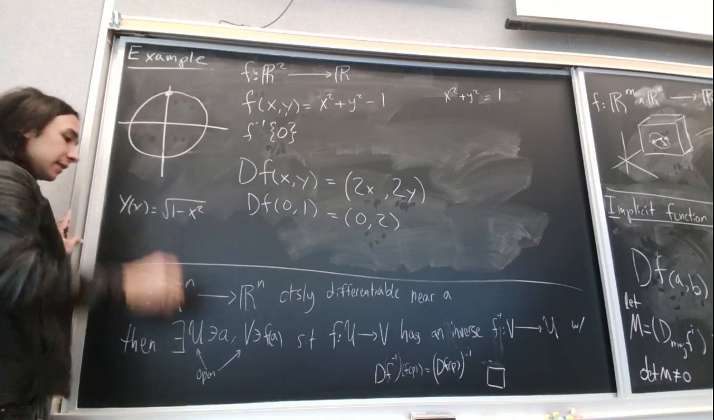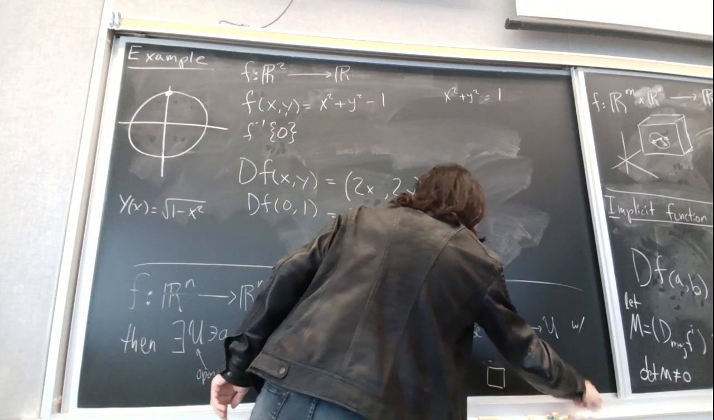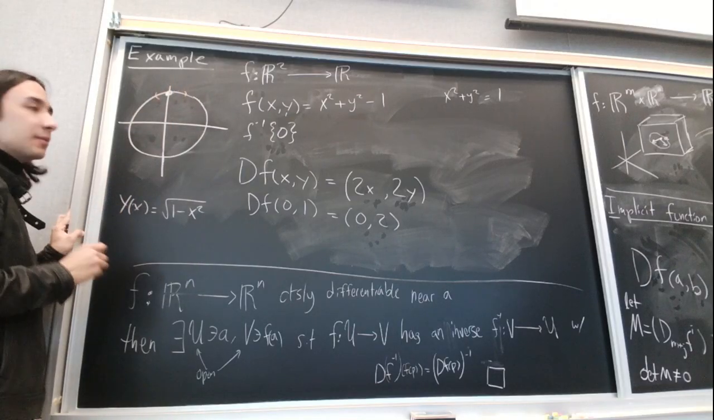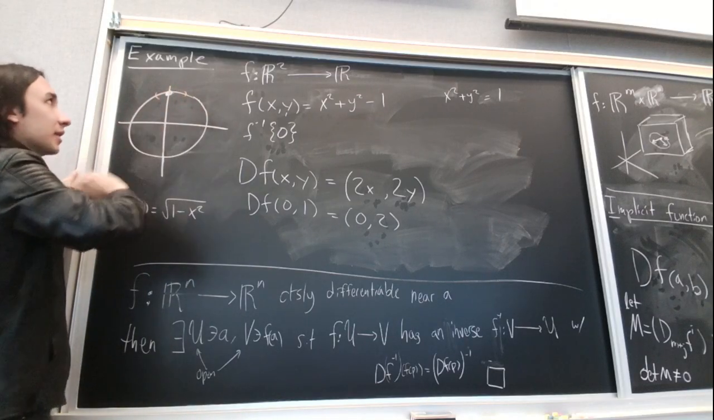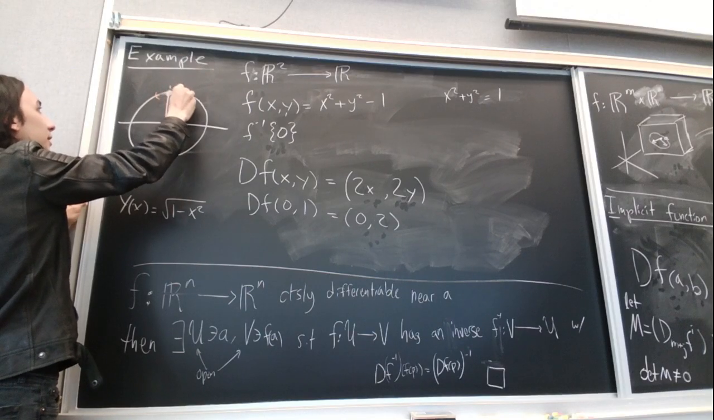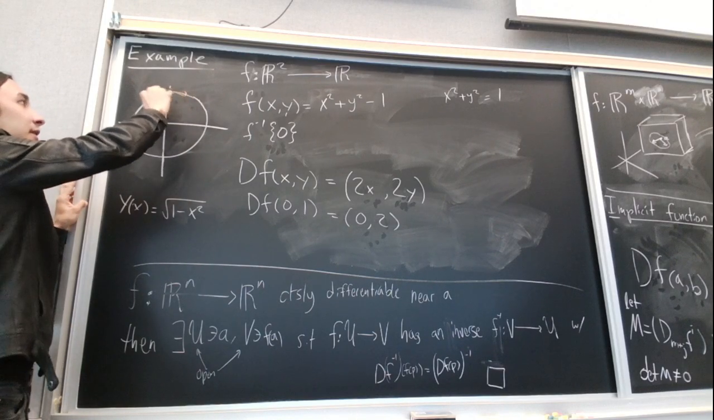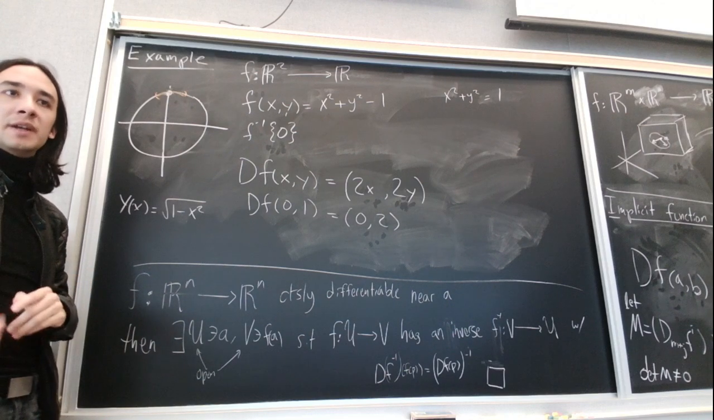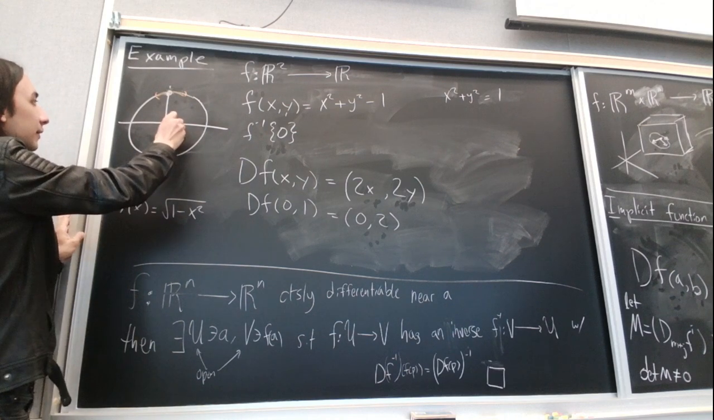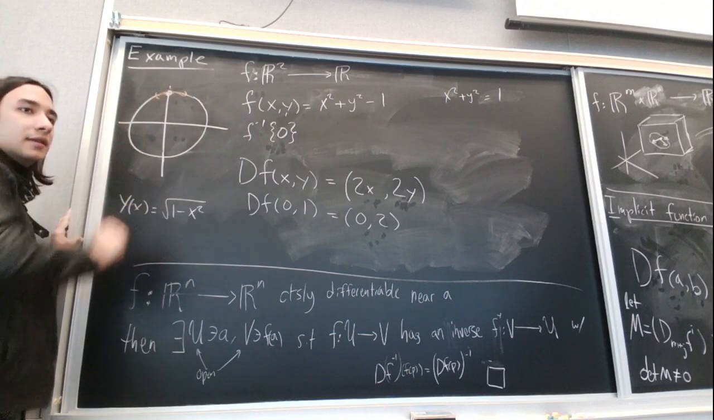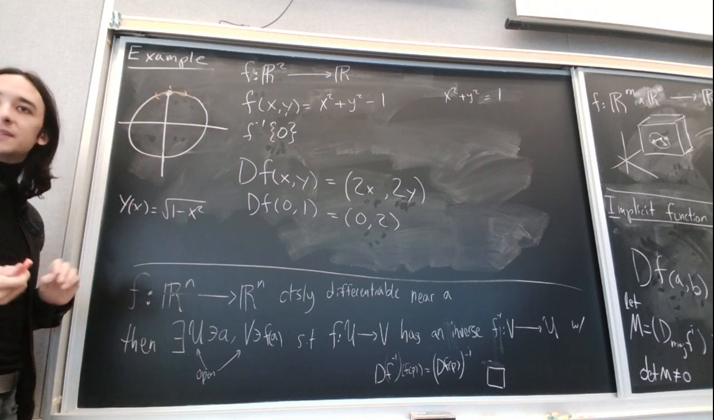But even if we didn't solve for this explicitly, we can see that on a small neighborhood, actually the neighborhood can extend all the way over here, but it doesn't really matter, near this point this is like the graph of a function y of x. Whenever for each x, there's a unique y such that f of x, y is 0, right? Does that make sense?